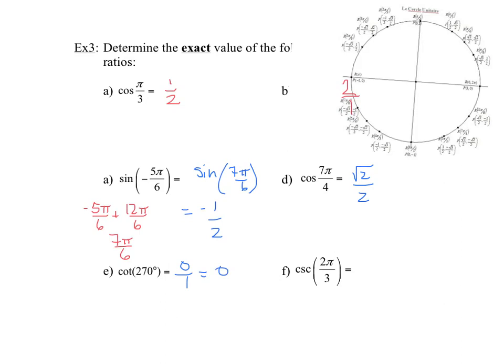Okay. Cosecant of 2 pi over 3. 2 pi over 3 is over here on the unit circle. And this is the reciprocal of sine. So the sine value is square root of 3 over 2, which is your y value. So what you do is you flip that, and you have 2 over square root of 3.